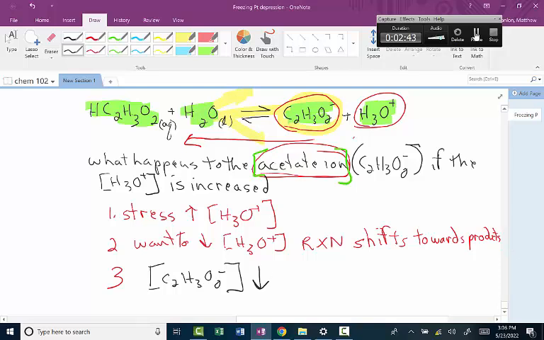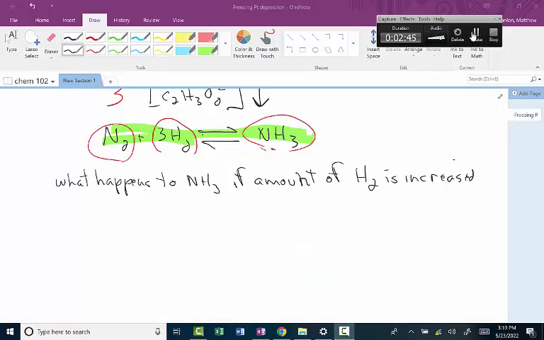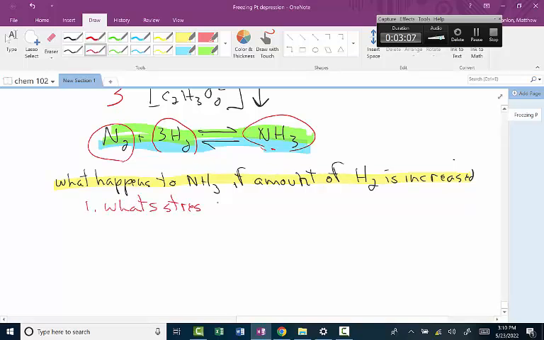Let's do another one on this. So here's another reaction. We have N2 plus H2 yields NH3. And the question is, what happens to the NH3 down here if the amount of H2 is increased? So it's a real simple, same old process. One, what's the stress? The stress is increasing the amount of H2.